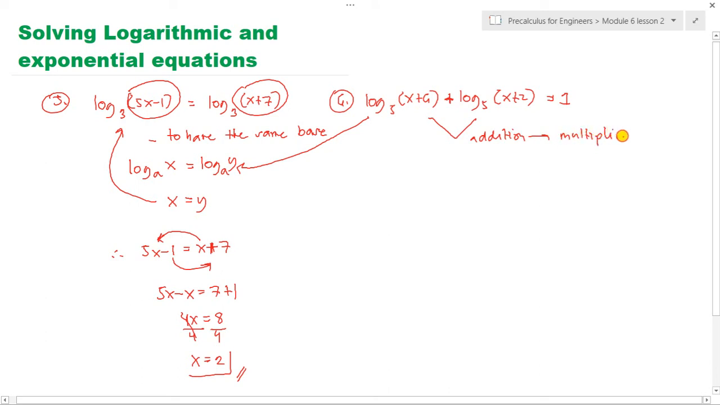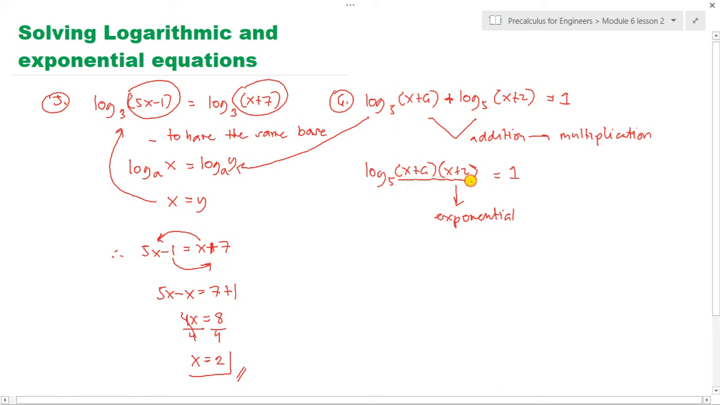Its equivalent is multiplication. So that is the log of x plus 6 multiplied by x plus 2 with the base of 5 is equal to 1. This is a logarithmic form, right? We can convert it into exponential form to solve for the values of x. So, converting that, write the resulting number.